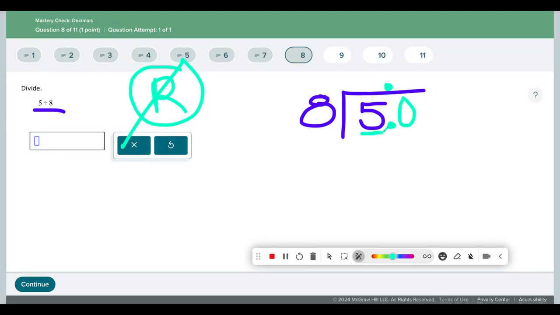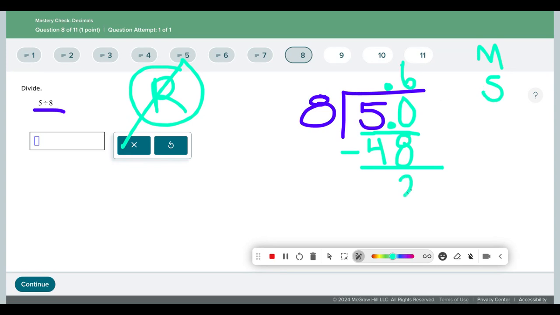8 won't go into 5, but 8 will go into 50, right? So if it goes into 50, that's where we need to slide over and put our answer. So I'm going to say 6 times 8 is 48. Okay, so notice my 6 went above the 0 because that's where we slid over for our problem. And if you remember, we did the multiplying, right? 6 times 8. Now we're ready to subtract. Okay, so we always multiply and then we subtract.